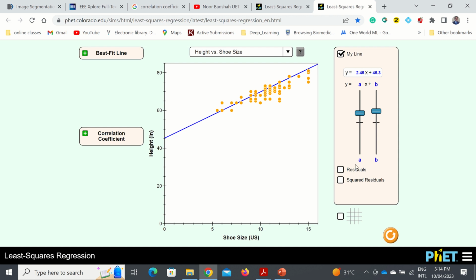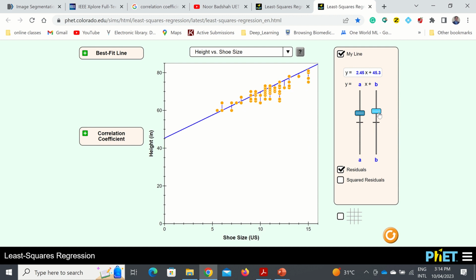Now you can have squared residuals, or you can have simple absolute residuals. That is showing the distance between the values. If I change these things, you will see the residual changing. That's the difference between the observed value and the predicted value. If you change this one, you may change the position as well, and accordingly it will be increasing.